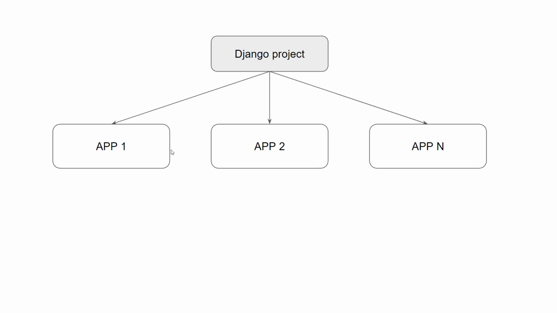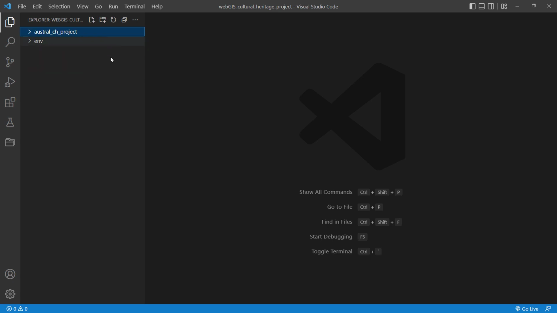Okay. So now let's discuss the structure of our Django project, which we created last time. So this is our Django project, and if you open up this project, you will see that there is another directory called Australia Cultural Heritage Project, which is exactly the same as our main directory or main project folder. It's kind of strange, but that's how Django sets up a project for you.